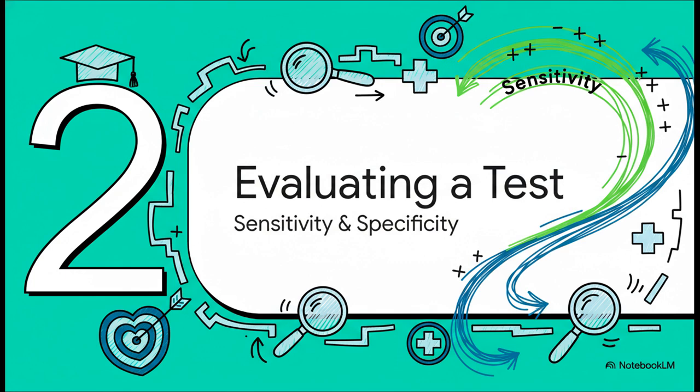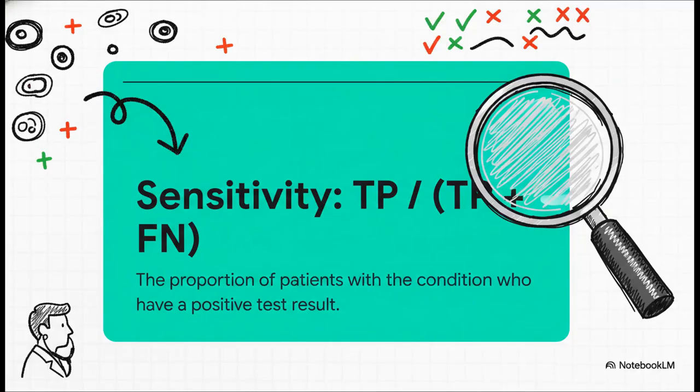Simple as that. All right, now that we've got our foundation set, let's actually use it. We're going to start by figuring out how good a diagnostic test really is, using two of the most important concepts out there, sensitivity and specificity. First step is sensitivity. The formula is just the true positives divided by everyone who actually has the disease. So think of it as the true positive rate. If a person is sick, what's the chance this test will actually catch it? A super-sensitive test is fantastic for making sure you don't miss any cases.